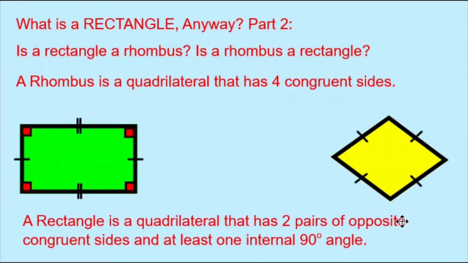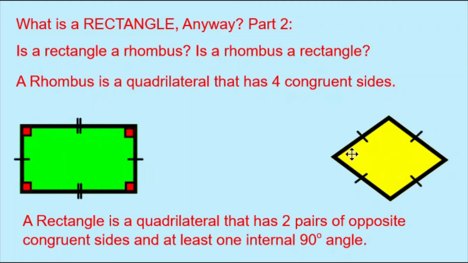Now, the definition of a rectangle. It's a quadrilateral that has two pairs of opposite congruent sides and at least one internal 90-degree angle. Our green rectangle is following these rules, but our yellow rhombus is not. Although it has four congruent sides, we can still say it has two pairs of opposite congruent sides, so the rhombus is following that part of the rectangle's rule. But a rectangle has to have at least one internal 90-degree angle. This yellow rhombus does not have any internal 90-degree angles, so this yellow rhombus is not also a rectangle.